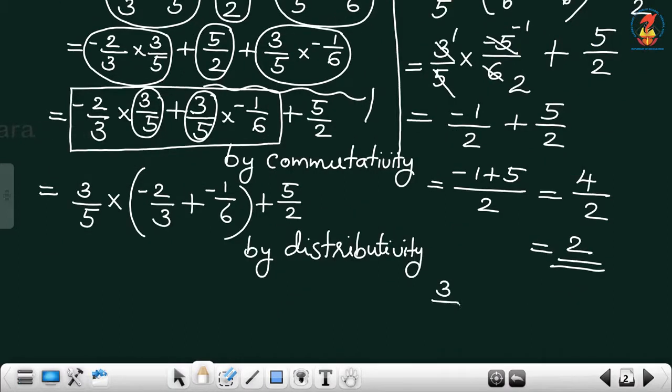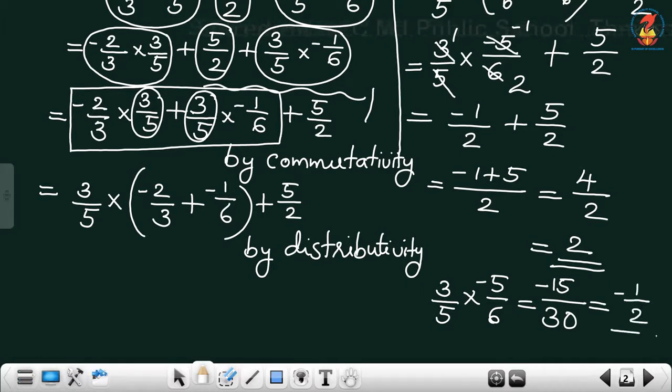Suppose if you did not know the cancellation, 3 by 5 into negative 5 by 6, you can multiply it. 3 into negative 5, negative 15 by 5 into 6, 30. Then negative 15 by 30, when you simplify, you will get it as a negative 1 by 2 itself. Okay.